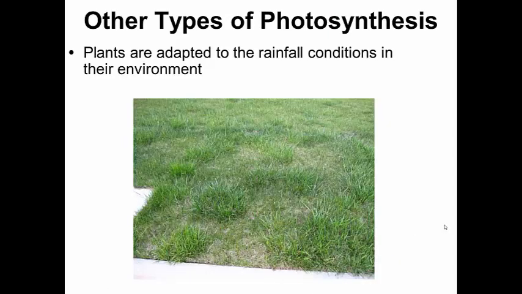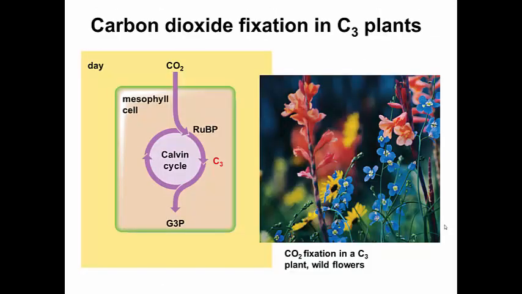What we notice is that we have 3 types of photosynthesis that we want to mention, and the 3 types of photosynthesis perform better or worse in different types of environments depending on the amount of rainfall that's received. Let's take a look. The first type of photosynthesis is C3 photosynthesis.